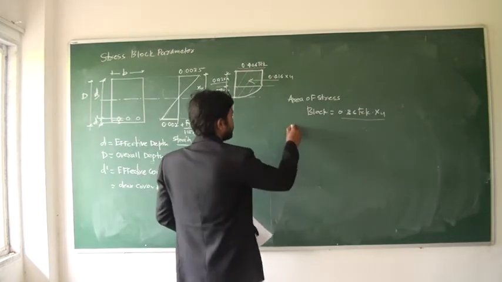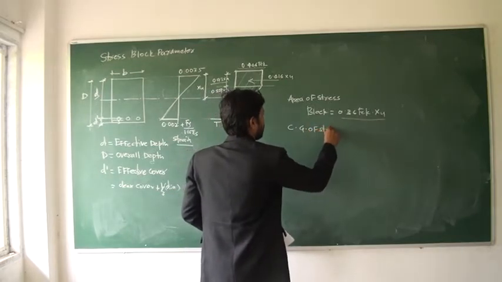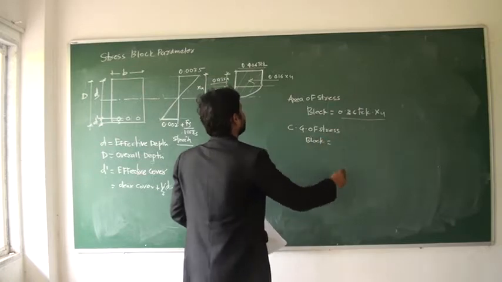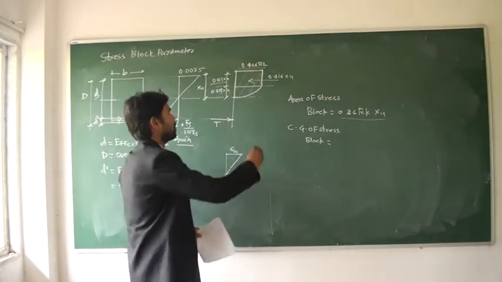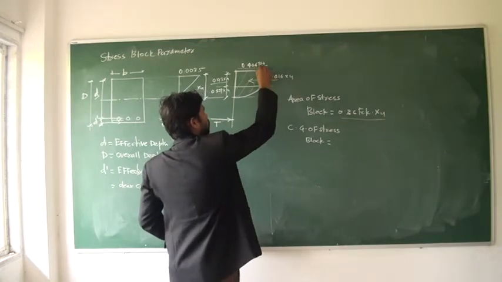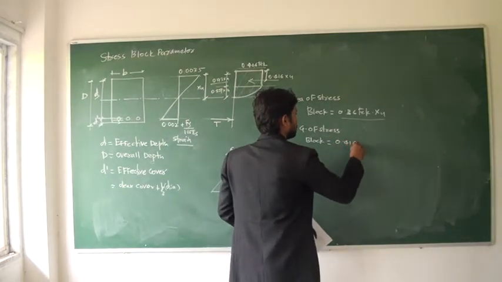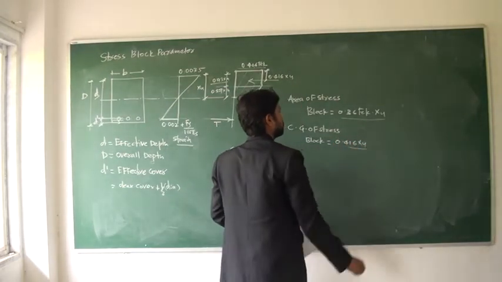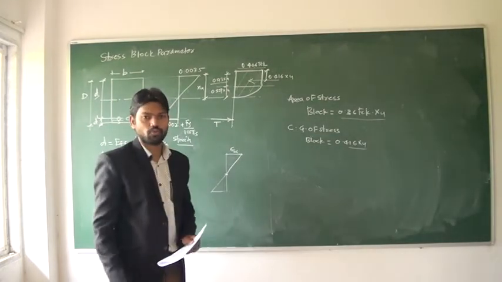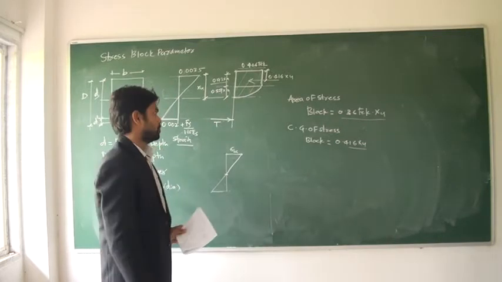If you take the CG, the center of gravity of this stress block, it will occur at a distance of 0.416 XU from the top. This is just the mathematical part. I will skip it and directly take this value, 0.416 XU, and 0.36 FCK into XU.